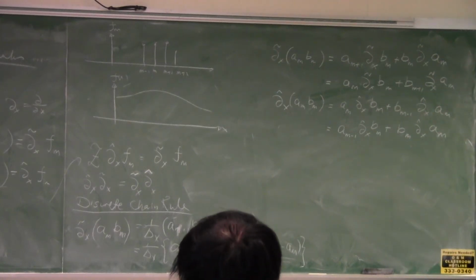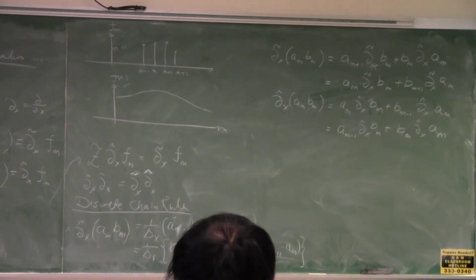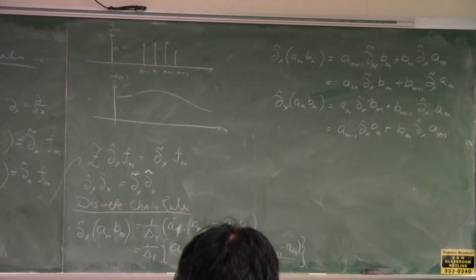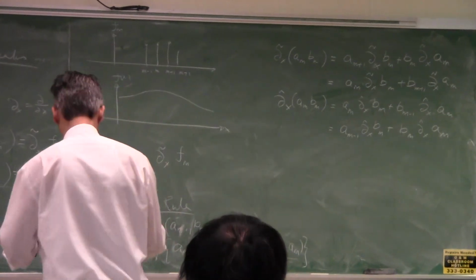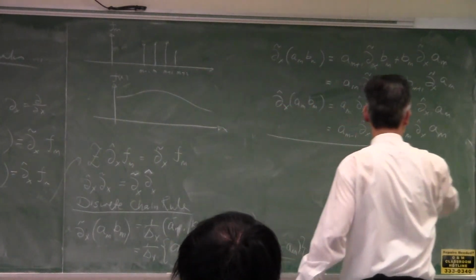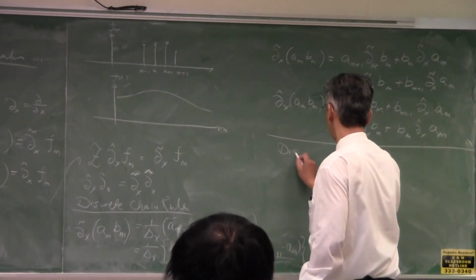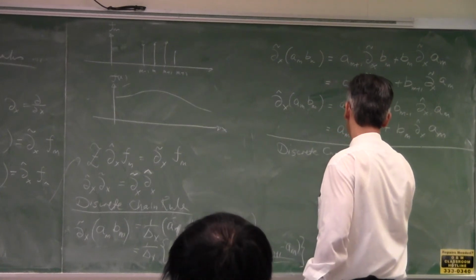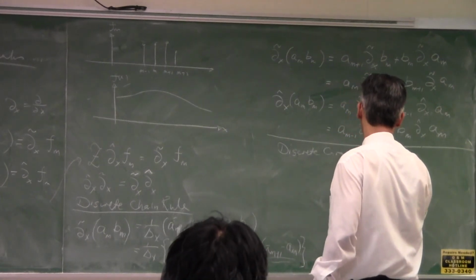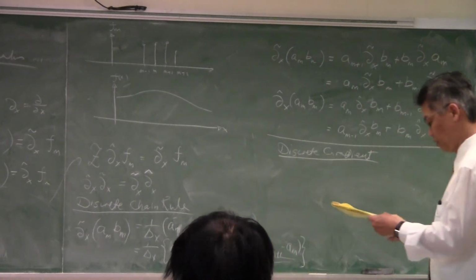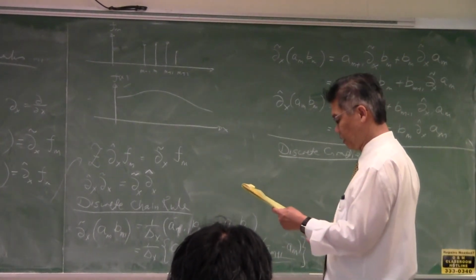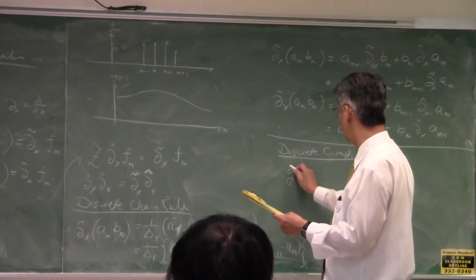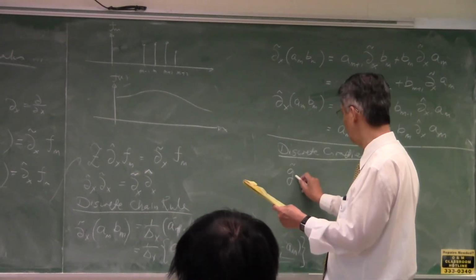Okay, this is true. These are called discrete chain rule. And because of this, I can do discrete vector calculus. Maybe I can start introducing a discrete gradient here. And to introduce the discrete gradient, I first introduce the forward discrete gradient, or forward gradient.